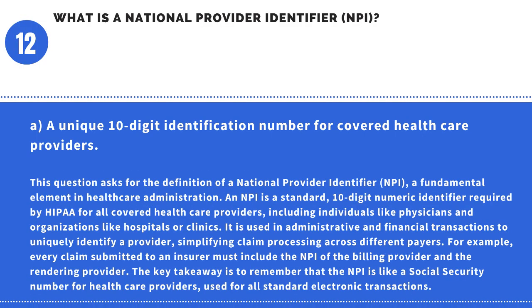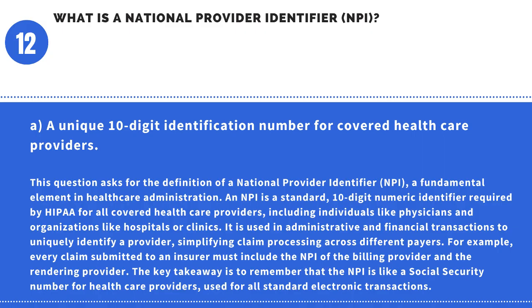Answer: A. A unique 10-digit identification number for covered healthcare providers. This question asks for the definition of a National Provider Identifier, NPI, a fundamental element in healthcare administration. An NPI is a standard, 10-digit numeric identifier required by HIPAA for all covered healthcare providers, including individuals like physicians and organizations like hospitals or clinics.